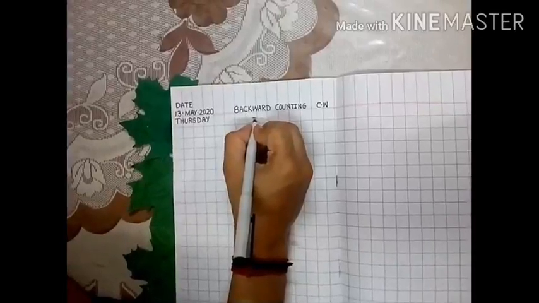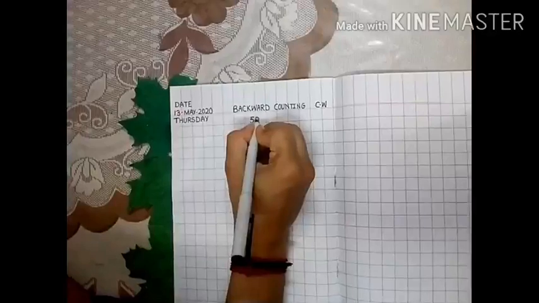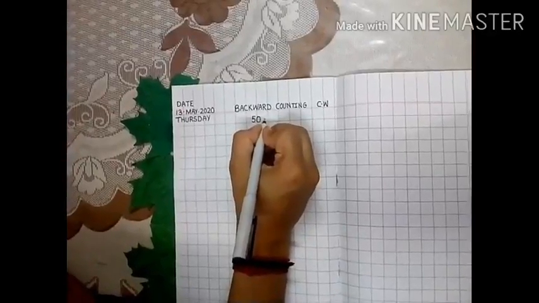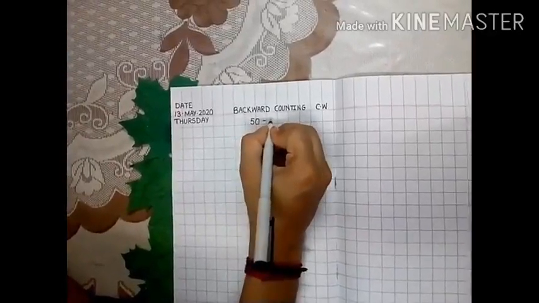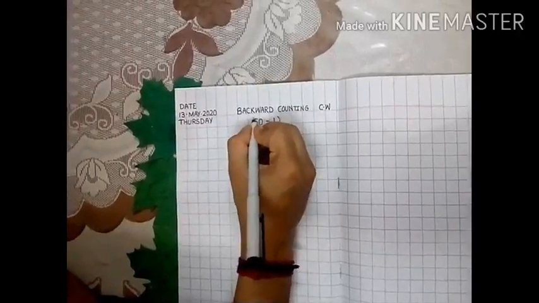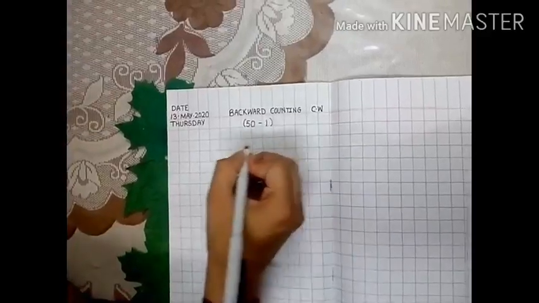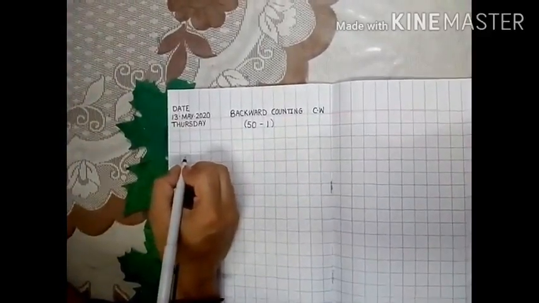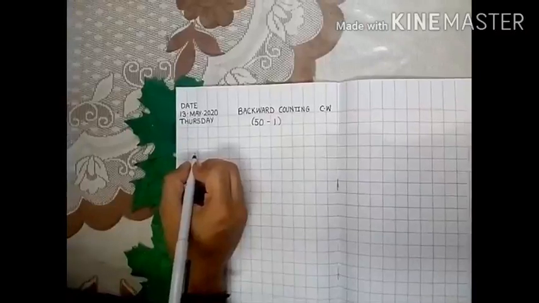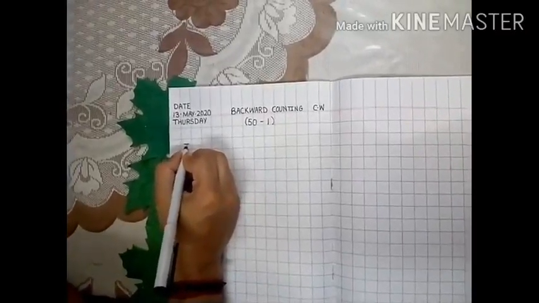50 to 1. In the bracket you have to write down 50 dash 1. Now in the first column you have to write down tens and ones.